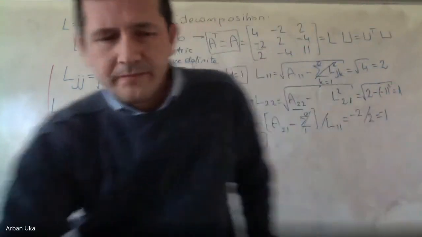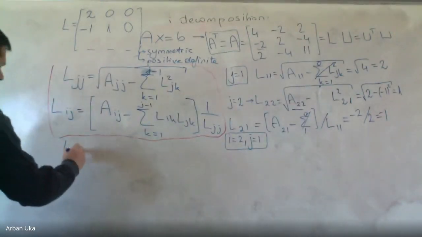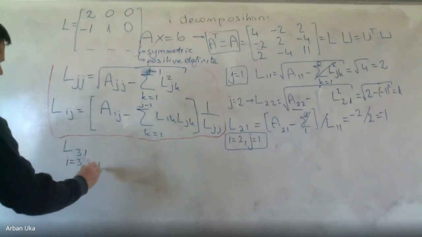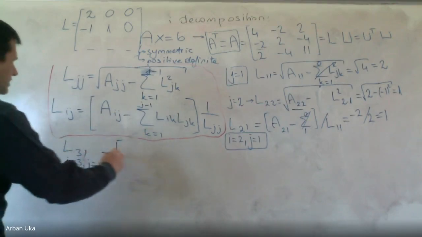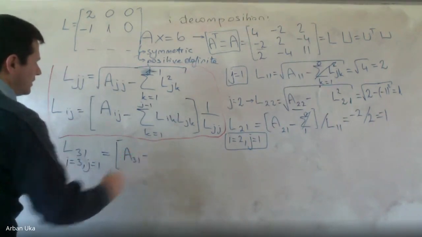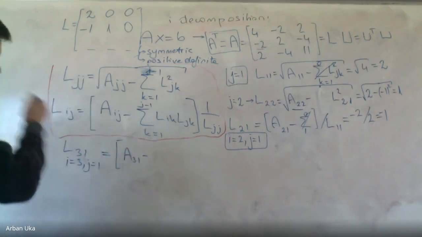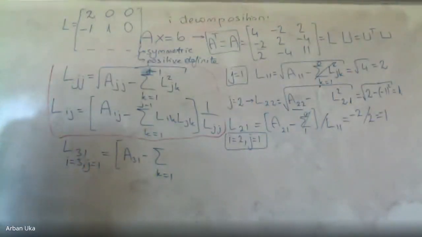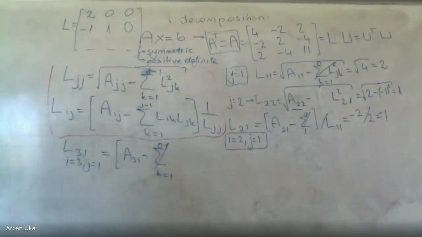L31, we can use... So L31, this means that I is equal to 3, J is equal to 1, and this is going to be equal to Aij, this is A31, minus the summation, where K goes from 1 to J minus 1. Now J is 1, minus 1, 0. This means that we can assume that we don't have this term at all.